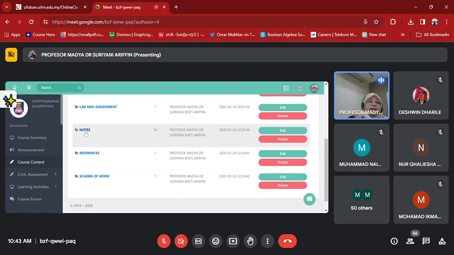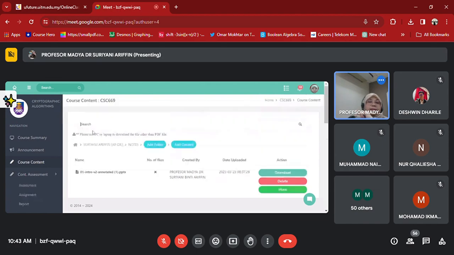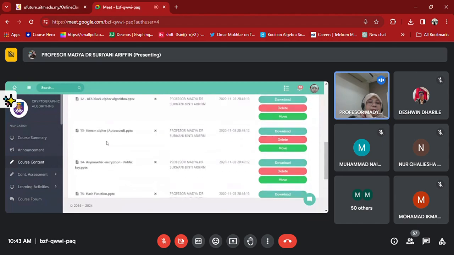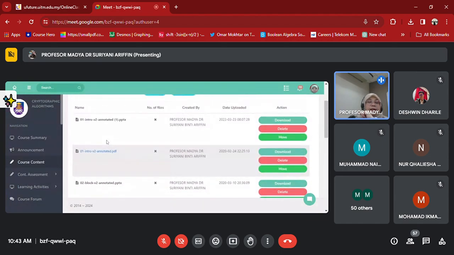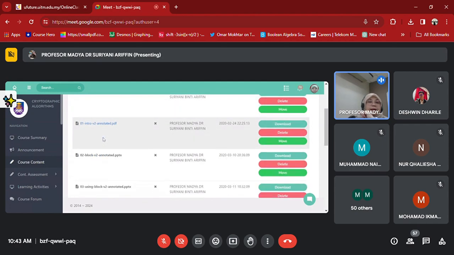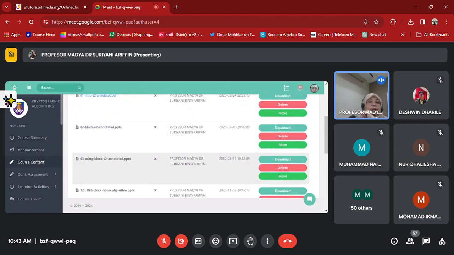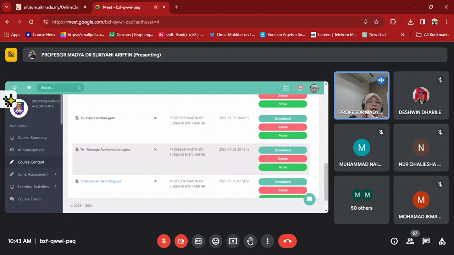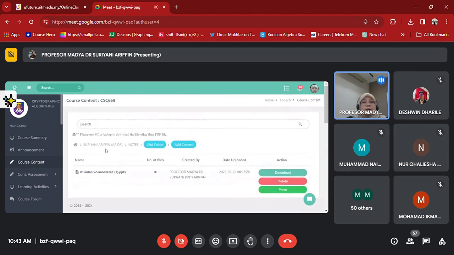So you can access your notes under the notes here. There is a Savers note based on our weeks, that I mentioned before. The introduction, block cipher, stream cipher, asymmetric, hash function, message authentication, and blockchain technology. So you can access these notes and download them, and you can download before class. If nothing happens to the Future, you can have a backup.